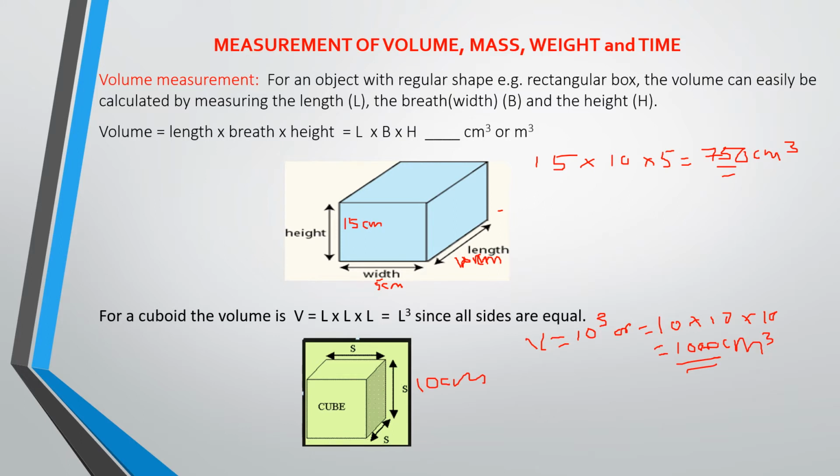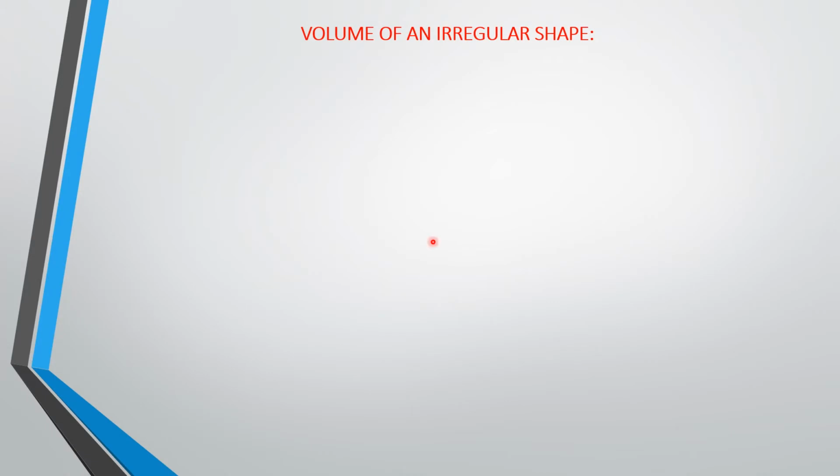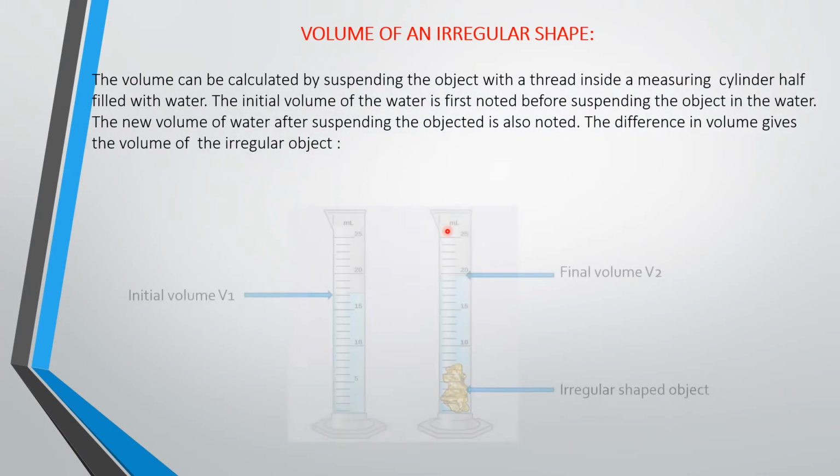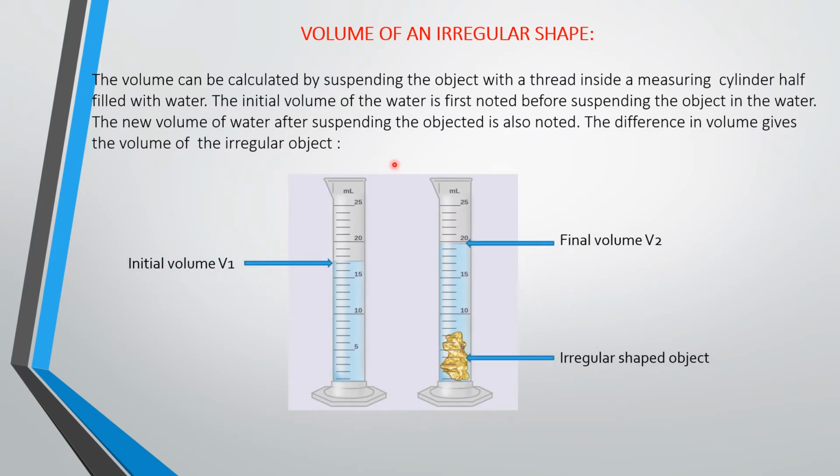This is your normal mathematics, so it should not be difficult, but I want you to know that in physics, you also carry out this type of measurement. That is why we are treating it. So if you have an irregular shape, how do you find the volume of an irregular shape?